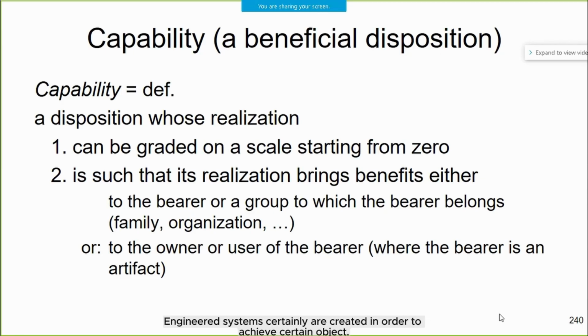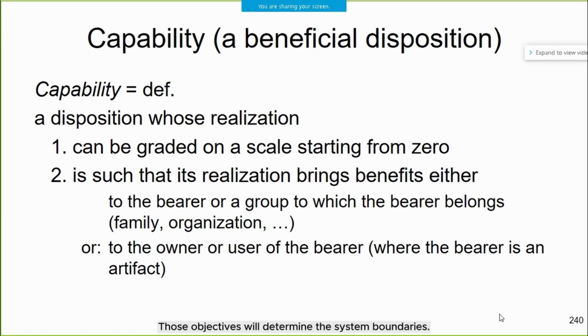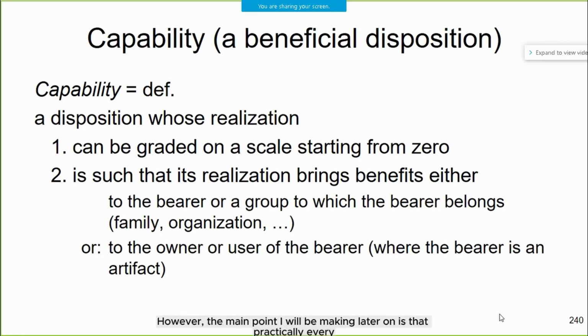Engineered systems certainly are created in order to achieve certain objectives. Those objectives will determine the system boundaries. However, the main point I will be making later on is that practically every engineered system is going to exist in an environment which will contain the system itself, and some of which will include the system that you've engineered.